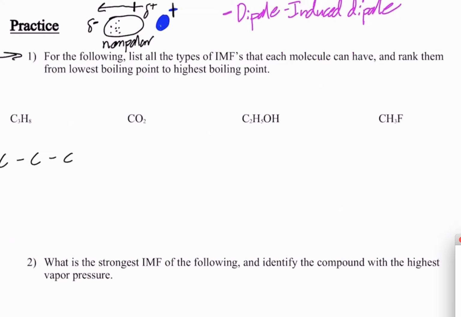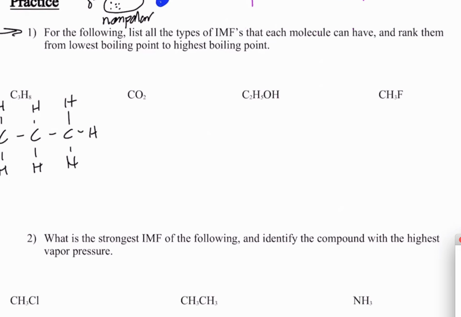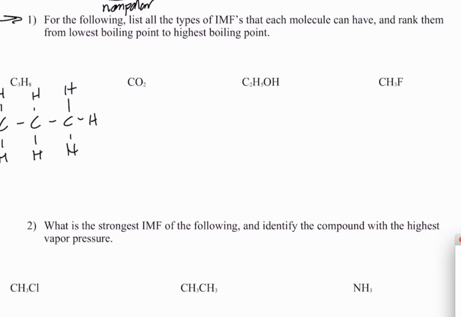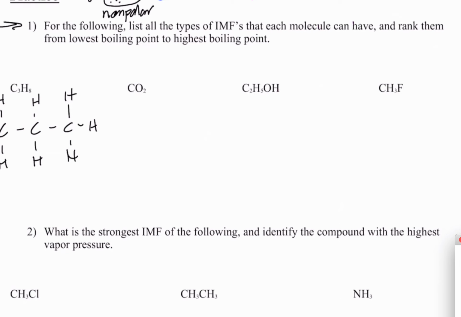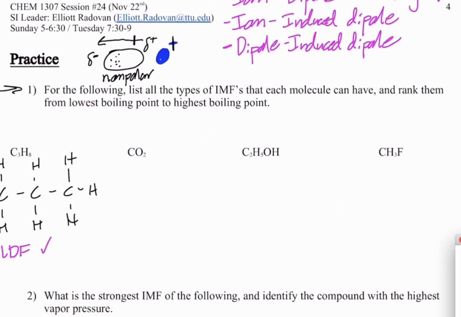So that's going to look something like this. 1, 2, 3, 4, 5, 6, 7, 8. So that is the Lewis structure for C3H8. For a lot of those organic molecules, it's really easy to just do it pretty quickly. So now we need to figure out what kind of IMFs this molecule is going to have. First off, as with every molecule, it's going to have London dispersion forces.